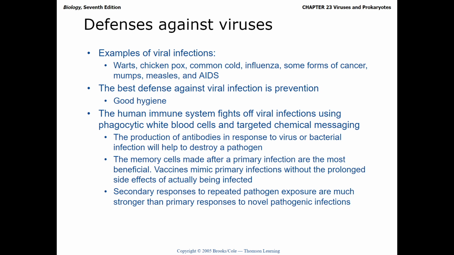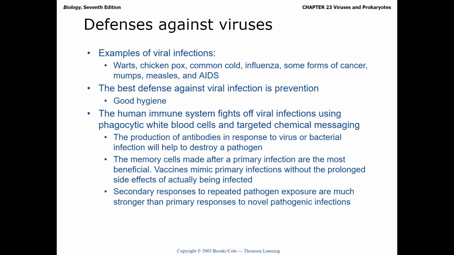The human immune system can fight off viral infections. They use both phagocytic white blood cells and also targeted chemical messaging. Our immune system does work best if it's seen a virus before, but the production of antibodies will occur regardless in response to viral infection. We also see immune system activity with bacterial infection, but you may not see antibody production with bacterial infection. But generally, we see some type of immune response that helps to destroy a pathogen.